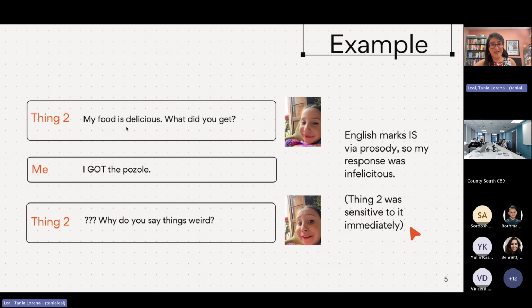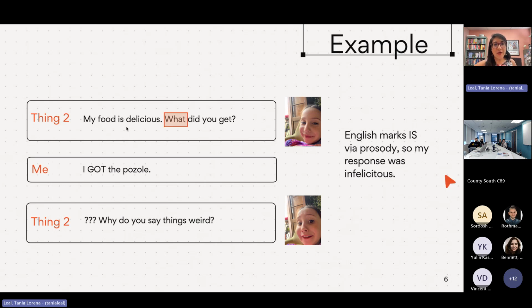She actually told me across the table, why do you always say things weird? She immediately picked up the prosodic mismatch because I was supposed to stress the object in English, right? And I stressed the verb. So that tiny shift in emphasis, just moving the stress from one word to another, was enough to throw off her interpretation basically completely.